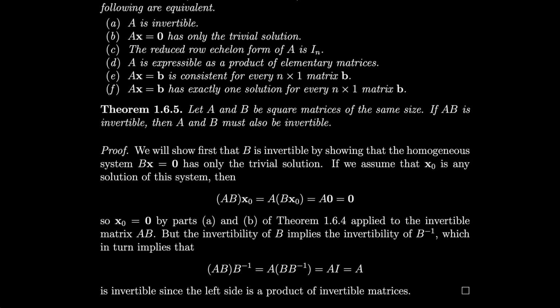Okay, so that means x naught is 0, and the invertibility of B implies the invertibility of B inverse, which in turn implies that AB times B inverse, which is A times B inverse, is A. So that must be invertible, since this is invertible and this is invertible. It's a product of invertible matrices.